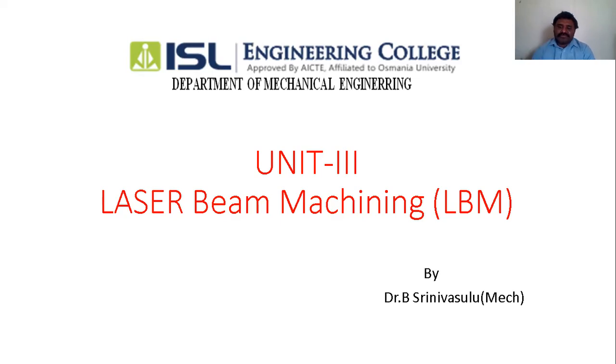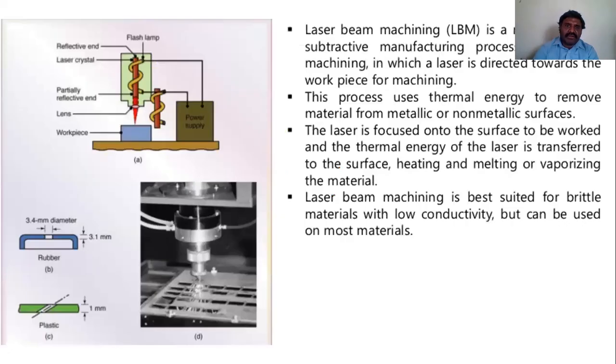Clear? From our diagram, we can see how the power supply is carried out. After that, the flash lamp, then the reflecting end, and the laser crystal we are using. It may be a ruby crystal, solid state, or we can go with a gas state. There is a partially reflecting mirror, and this is a lens here.